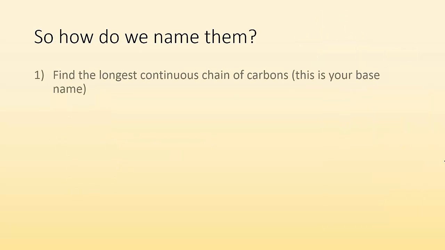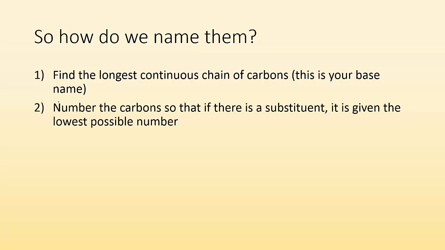Okay, so how do we name them? Well, the first thing that we're going to have to do is find the longest continuous chain of carbons. This is going to be your base name. You've got to find your longest possible chain. Second, you're going to have to number the carbons so that if there is a substituent or a dingly-dangly, it's given the lowest possible number.